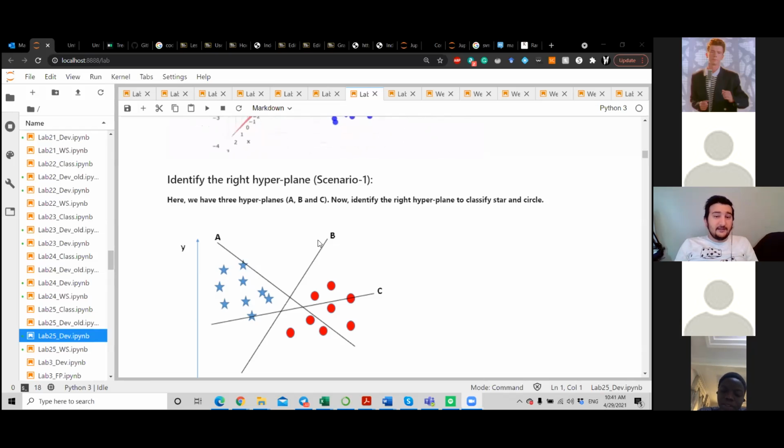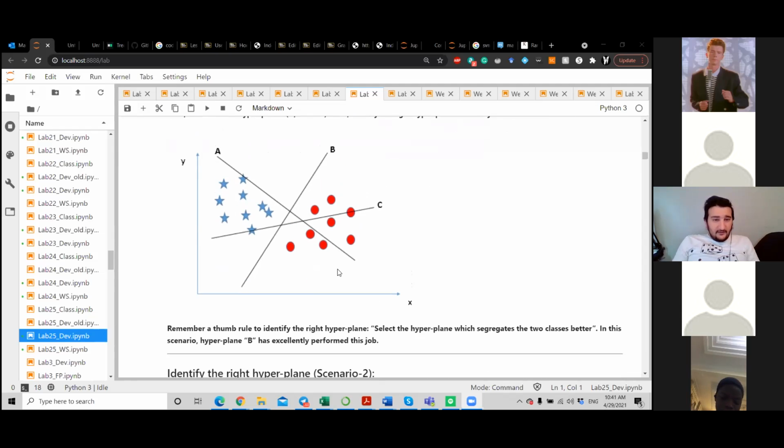But if you look at B, you see that if we take B and say everything to the right is going to be circles, everything to the left is going to be stars. Do we have any misclassifications in that case? No. So B is the best hyperplane in this example. Deal? Deal. Okay, now, remember a thumb rule to identify the right hyperplane. Select the hyperplane which segregates the classes better. In this scenario, hyperplane B has excellently performed this job.